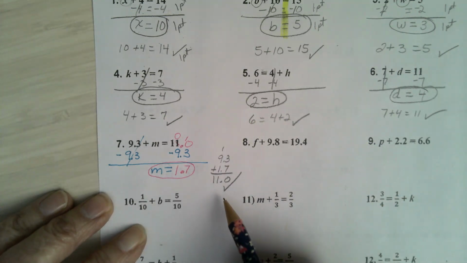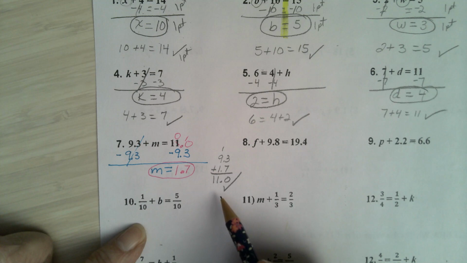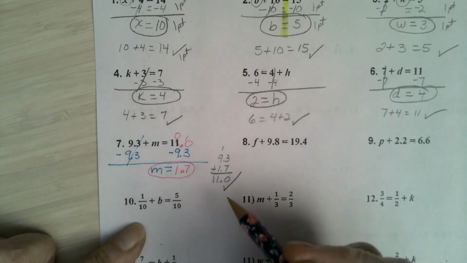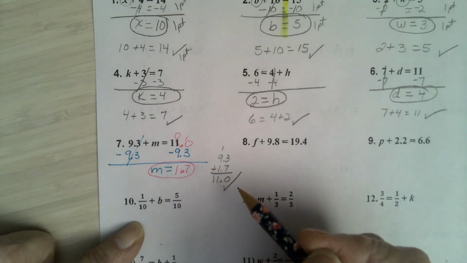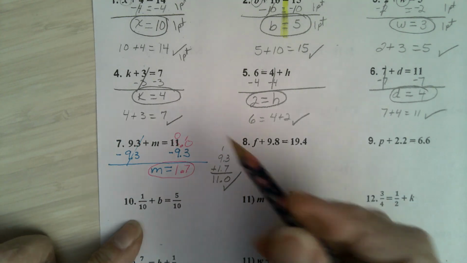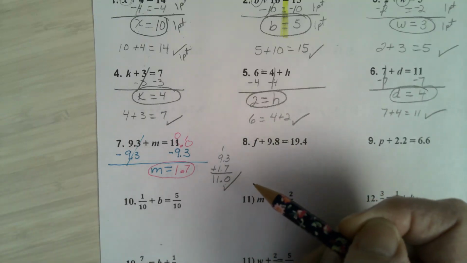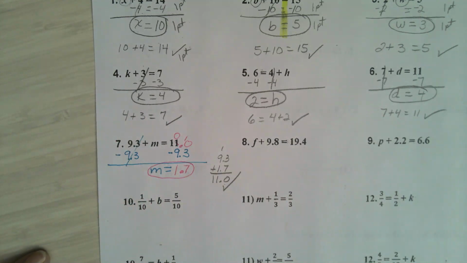Put a check mark by your check step. Sometimes you don't always have room to show your check step underneath the problem. So wherever you do your check step, put a check mark so my eyes know where it is. Okay? Work, answer, check step. Now let's do number 8.